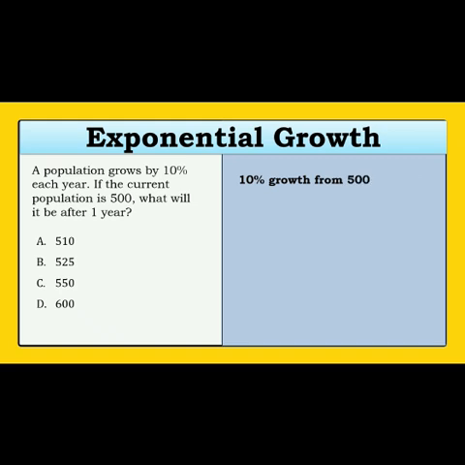Alright, let's find out. So, 10% growth from 500. So, we're going to find 10% of 500. So, just multiply 0.10 or 0.1 by 500 and it gives 50. Next, we're going to add 500 plus 50 and it gives us 550. And this is our answer, letter C.